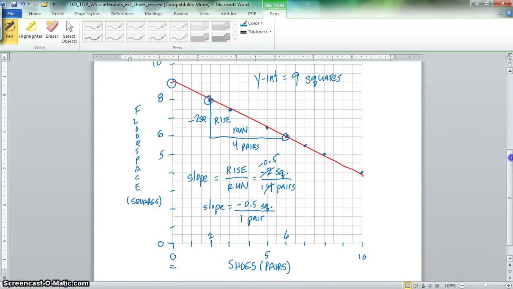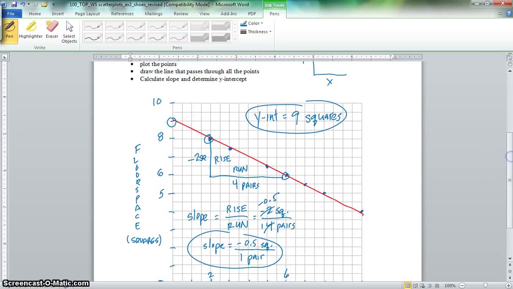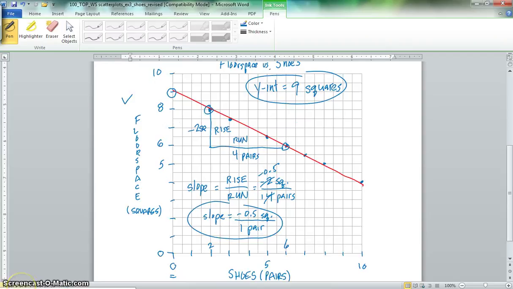Looking at my graph, I want to make sure I have everything. I have calculated the slope. I've determined the y-intercept. My axes are labeled and they have units. I do notice I don't have a title. Title is always what's on the y-axis versus what's on the x-axis. So in this case, it's floor space versus shoes. And there is a complete graph with the key features determined, the y-intercept and the slope. Hope yours looks the same.